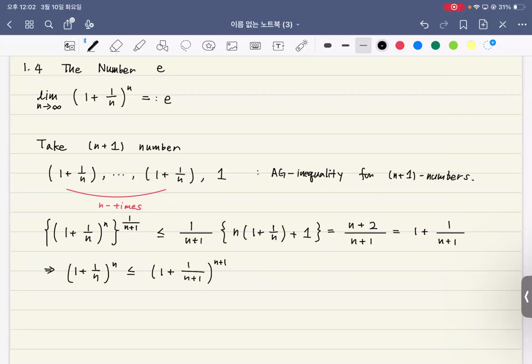So if I call this my sequence E_n, the sequence that was supposedly converging to the Euler constant, this inequality tells us this sequence is actually an increasing sequence, right?